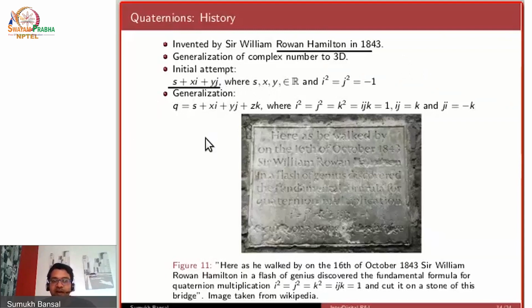Then on one fine day, he was on a walk in Dublin, where he realized that instead of using 3 numbers, he needed 4 numbers. And he actually carved that idea there on the stone of the bridge. And there is a plate at the same place regarding this historic event. But despite being conceived so early, quaternions were not a very popular choice till recently. And if you are into the history of mathematics, it might be interesting to know about it. But today, let's just dive right in.